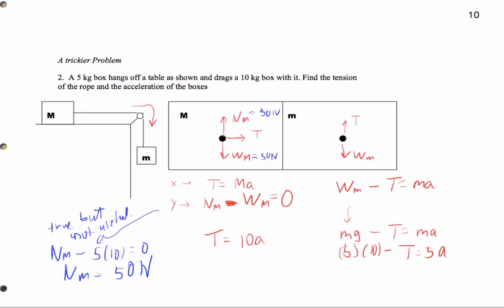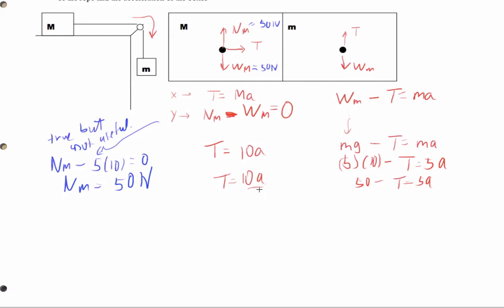So it looks like the equations that are relevant are T equals 10a and 50 minus T equals 5a. I say let's solve by elimination. So this 10a, I'm going to put it in here to eliminate T. So I'll get 50 minus 10a equals 5a. And so a ends up being 50 over 15, which is 10 divided by 3, or 3.3 meters per second squared.